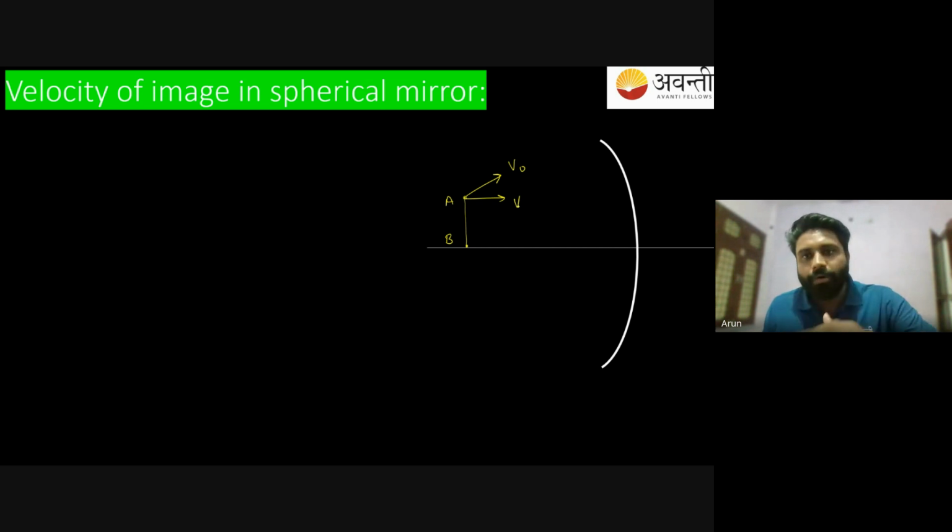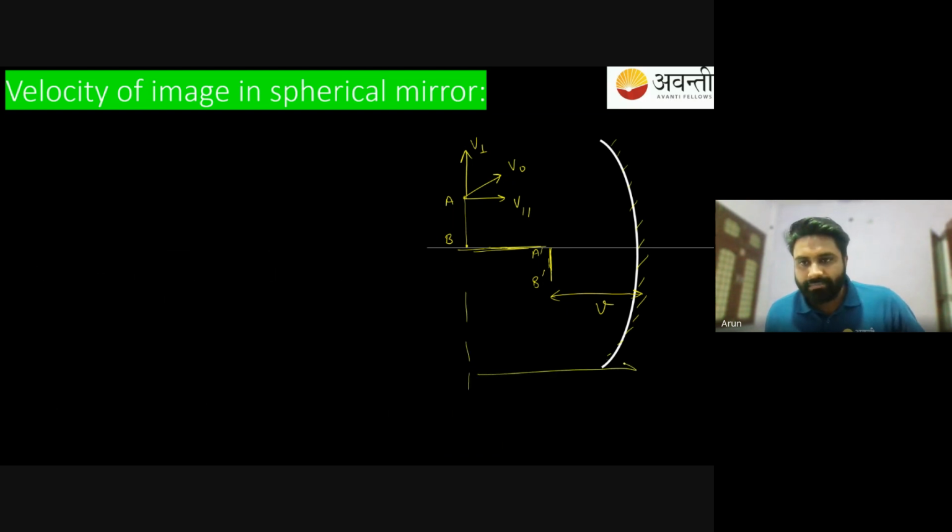This is the parallel component of velocity, and this is the perpendicular component of the velocity. Why is it so? Because here we are measuring this component with respect to the principal axis. So this is the concave mirror, and from here the image will be formed. It is A dash B dash. The distance of image will be V, the distance of object will be U. Height of object is HO, and height of image is HI.